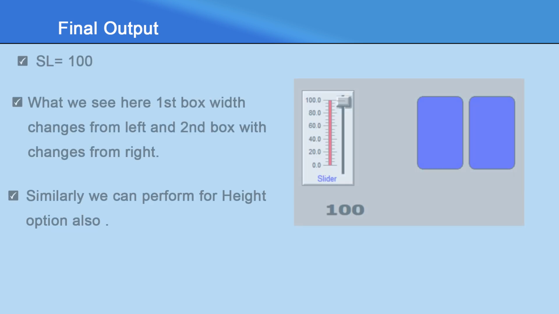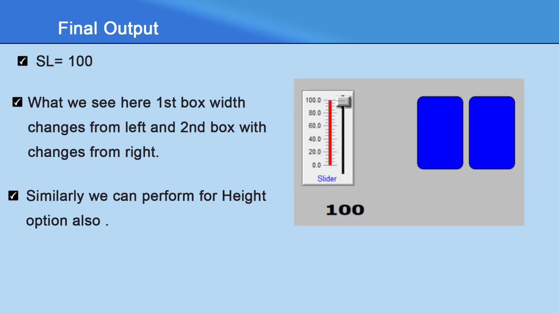Got it? Now when the slider is at 100, the first box will move to the maximum 100, and the second box will also move to the maximum 100, and it looks like the thing is closed. So like this you can also create animation. Two things are far away, and through the slider motion you can make them come closer, like a door. Here we can see the first box changes its width from the left, and the second box changes it from the right. Similarly, like I said, you can do this for the height option also.